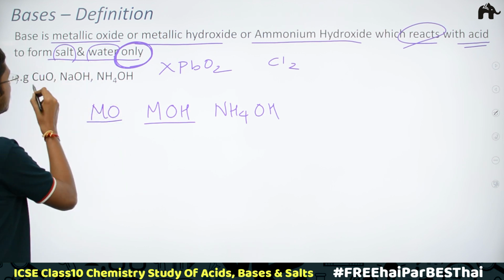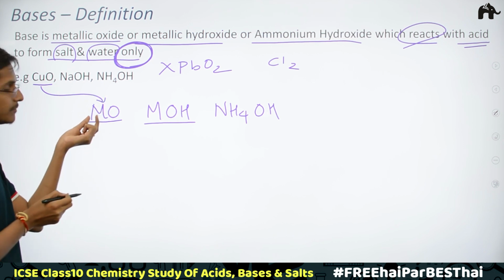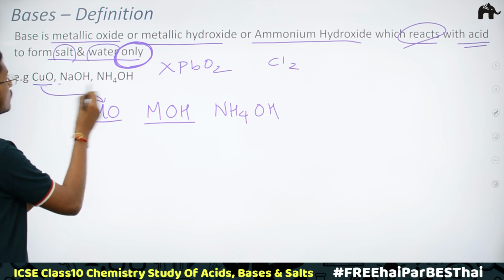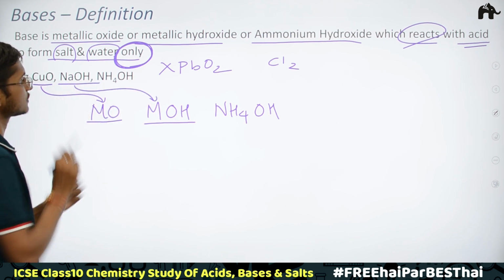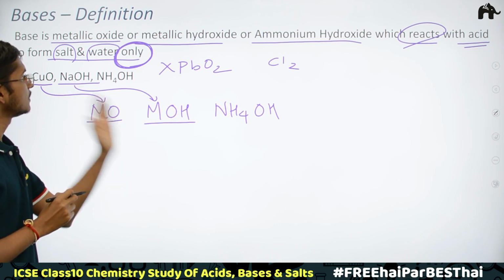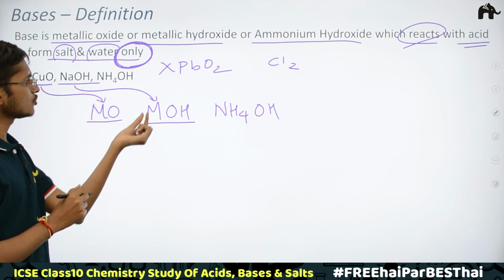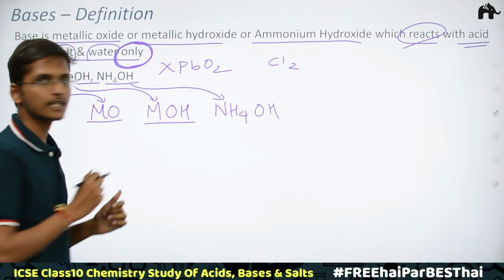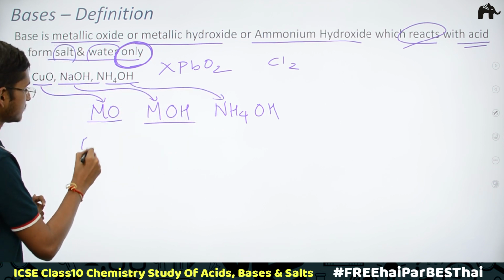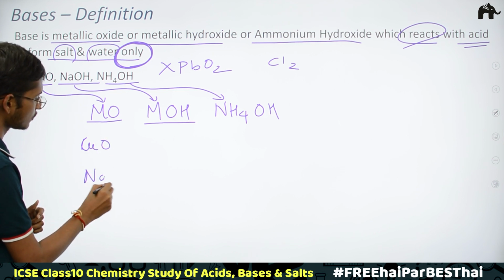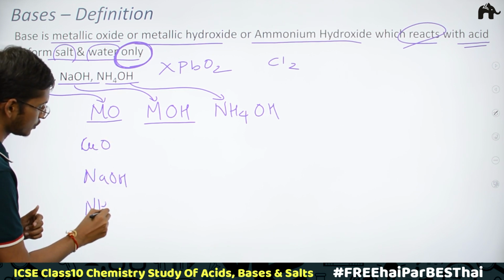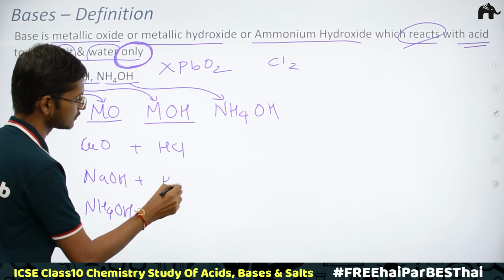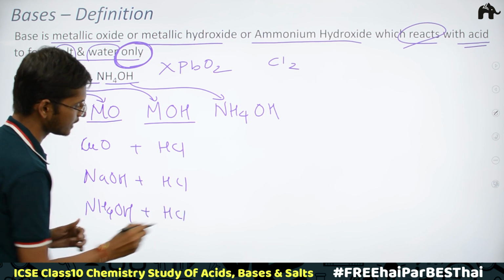Okay, so examples are, see, copper oxide, an example of metallic oxide. In place of metal, I have placed copper. Sodium hydroxide, metallic hydroxide. See, sodium is the metal, then OH. So an example of metallic hydroxide is sodium hydroxide, and then ammonium hydroxide. Now, how are they reacting with acids? Let's see. So this copper oxide, sodium hydroxide, and ammonium hydroxide. I am taking HCl, our very favorite acid. Now how are they reacting with it?